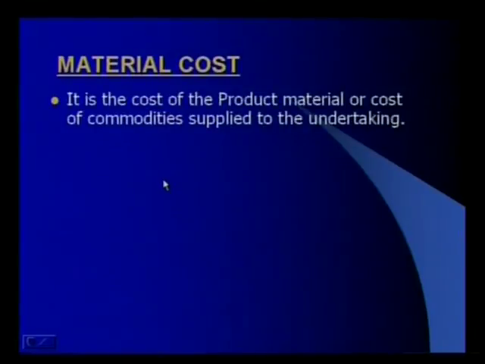It is the cost of the product material, or the cost of the commodities supplied to an enterprise. That is, for manufacturing any product you require certain raw material, as well as certain commodities that are to be supplied to your enterprise. The cost we calculate for these is called material cost.